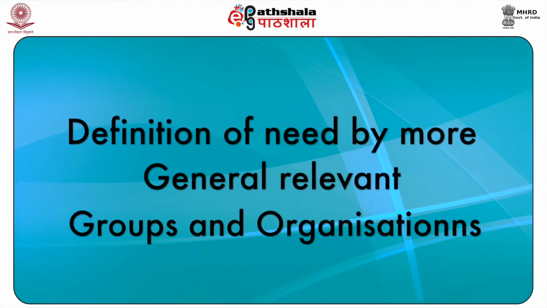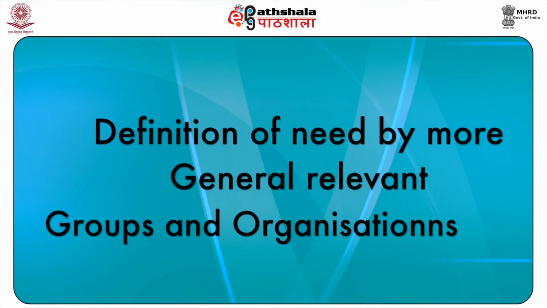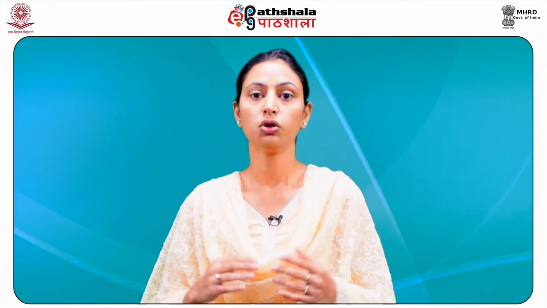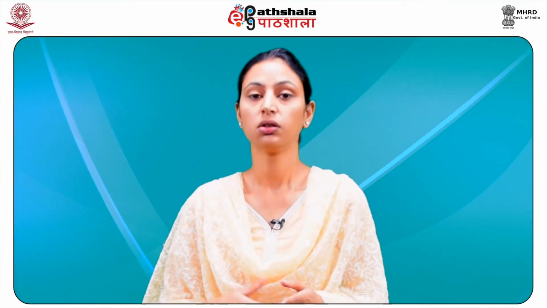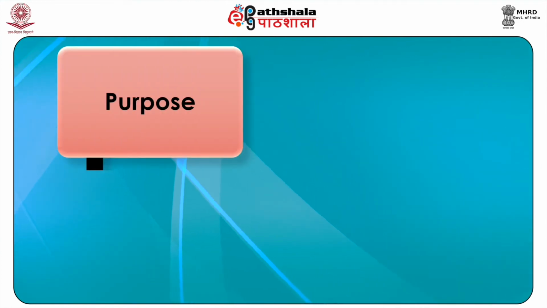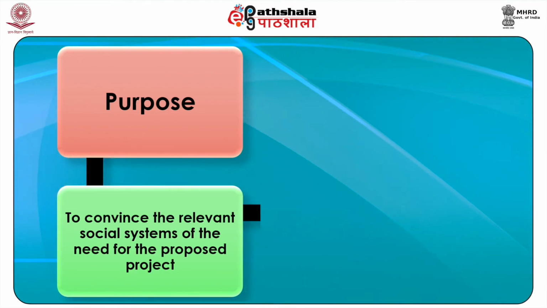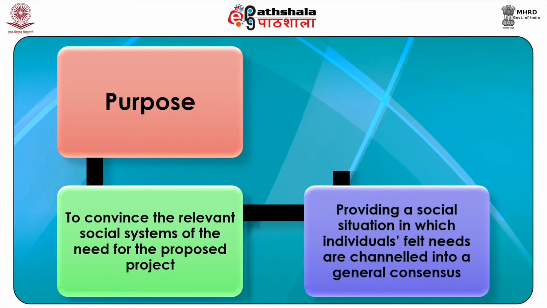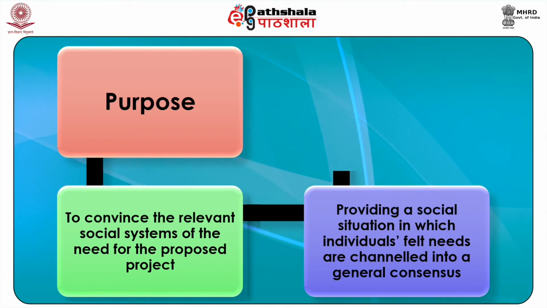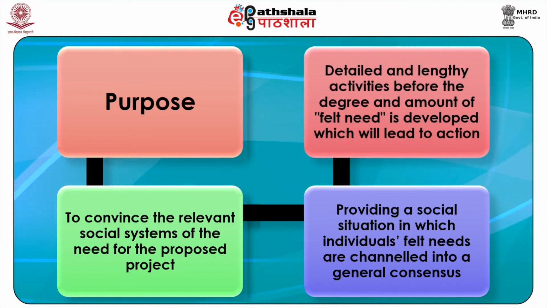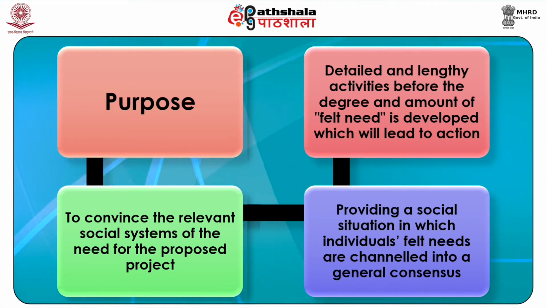Step 8. Definition of need by more general relevant groups and organizations. At this stage, the activities of the diffusion set usually attempt to broadly involve relevant individuals, groups, and publics. The purpose, of course, is to convince the relevant social system of the need for the proposed project. The process can be as simple as providing a social situation in which individuals' felt needs are channeled into a general consensus. However, in most cases, the step involves detailed and lengthy activities before the degree and amount of felt need is developed, which will lead to action.